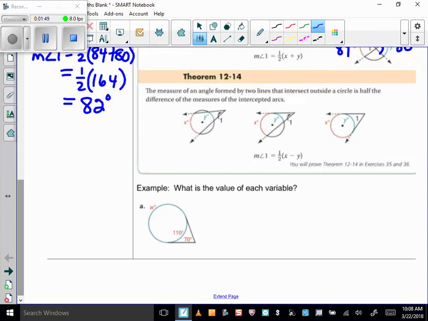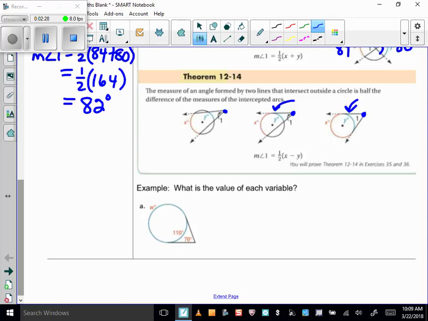Okay, what does the next theorem say? The measure of an angle formed by two lines that intersect outside a circle. So the first theorem up there was for lines that intersect inside a circle. This one is for lines that intersect outside a circle. And these lines don't necessarily have to be secant lines either. They can be tangents or secants. As you can see, both of these are tangents. But this theorem applies to both tangents and secants. So what I know is that the measure of that angle formed by the intersection of those lines is 1/2 the difference of those arc measures.